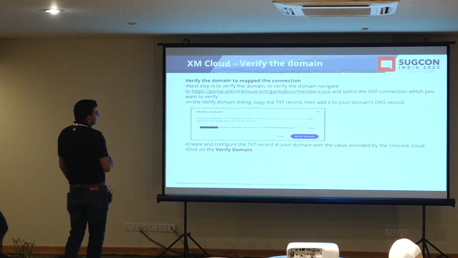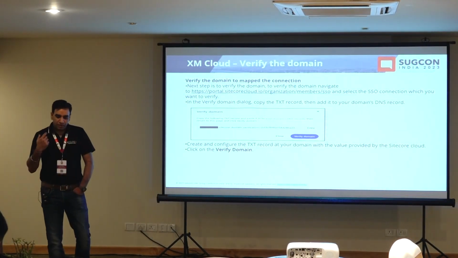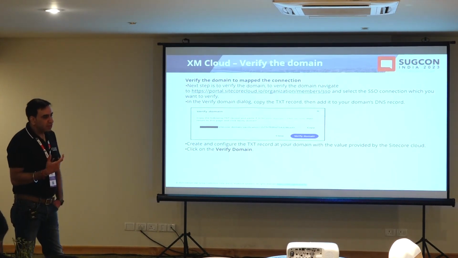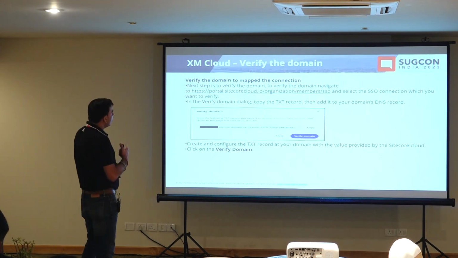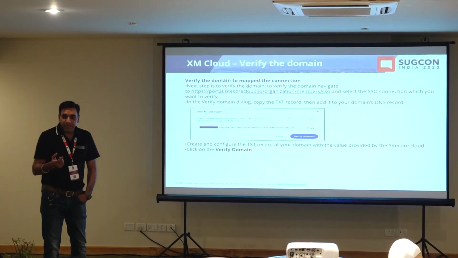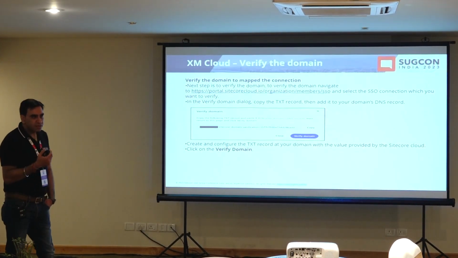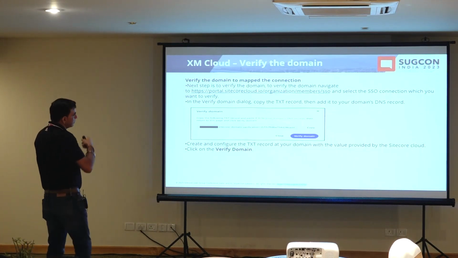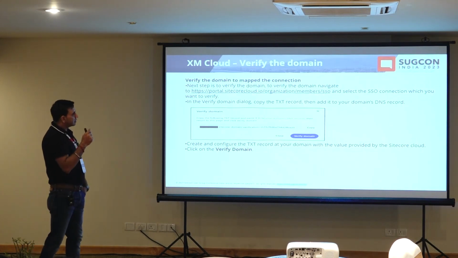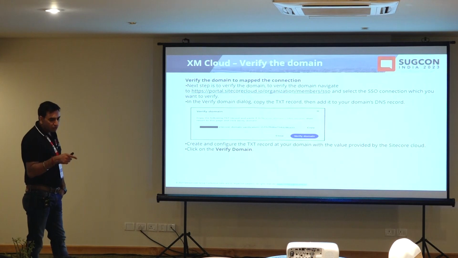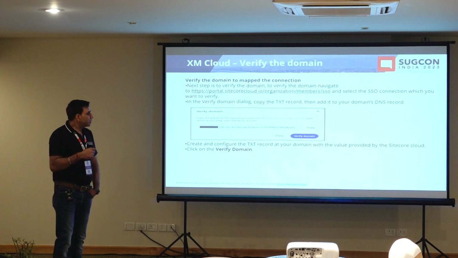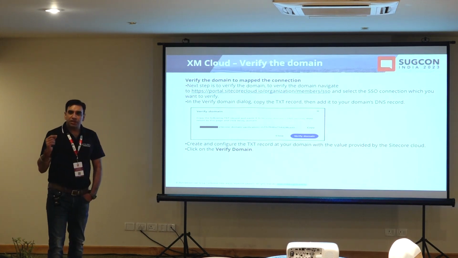Now the next step is to verify the domain, because you have configured your application and created the connection, but still it will not work because you have to verify the domain. On the same grid, you will see one more option to verify the domain. Once you land on this particular URL and select your connection, you will see one button to verify the domain. Once you click it, you will get this pop-up. Just capture these inputs, and you have to create one TXT record to register your domain.